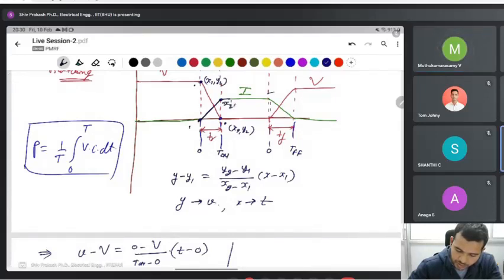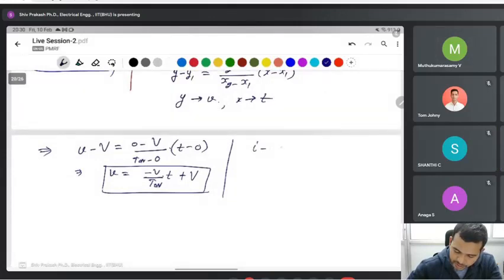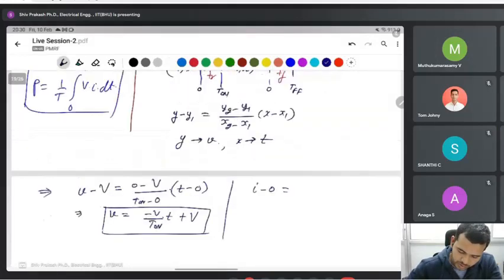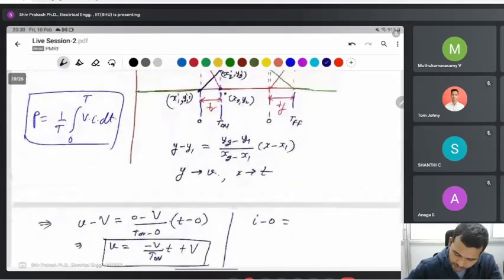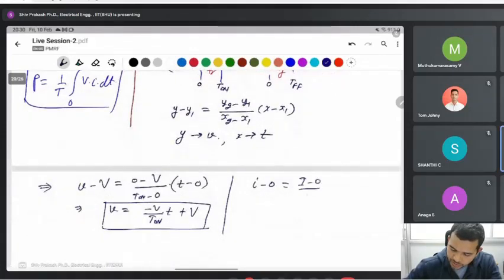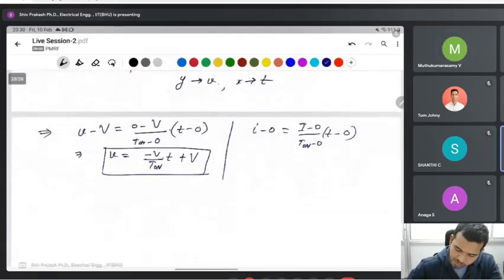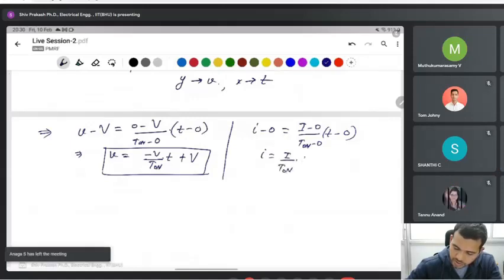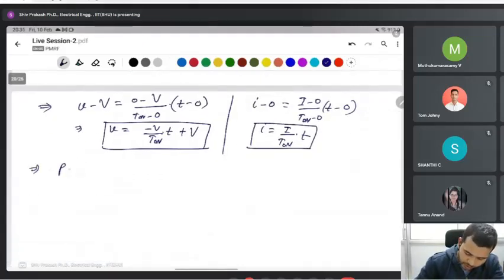Take x2 dash and y2 dash, and I take x1 dash and y1 dash. Same question: I minus I1 is 0 here, and I2 minus I1, with I2 being I, is I minus 0 divided by T on minus 0 into t minus 0. So I is equal to I by T on into t. That is the expression for the current.